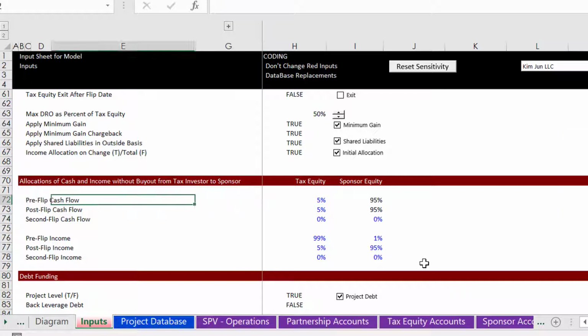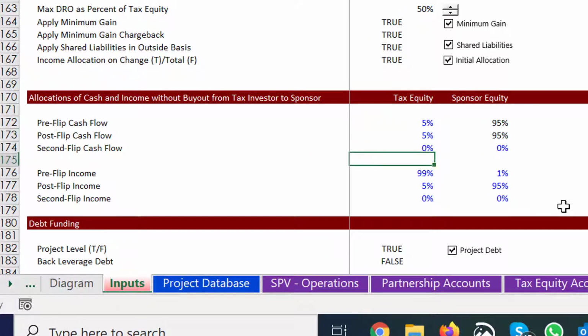And this says pre-flip cash flow 5%, 95%. Same thing. Tax investor has to have 5%. That's what I understand. Pre-flip on the income, 99.1, tax investor gets everything while the asset gets the 5-year tax depreciation. So the tax investor gets the tax losses. Post-flip, 1%. You have to stay in there for 1% if you don't have the buyout. And on the post flip cash flow, tax investor still has to be in there for 5%, and he hates that because that's income and not a loss. And the poor old sponsor has to pay all those taxes, but maybe the sponsor has no taxes anyway.